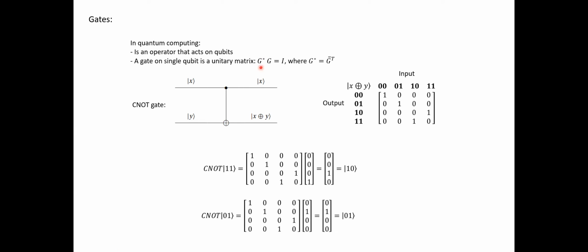property that G cross times G equals the identity. What's the name of this symbol? Just the definition: G cross is equal to the conjugate transpose of the matrix G. I'm going to show an example of a gate of 2 qubits, which has a dimension of 4 by 4.